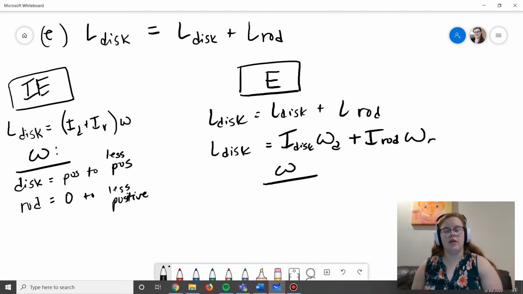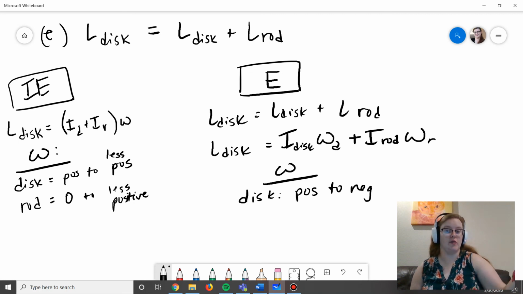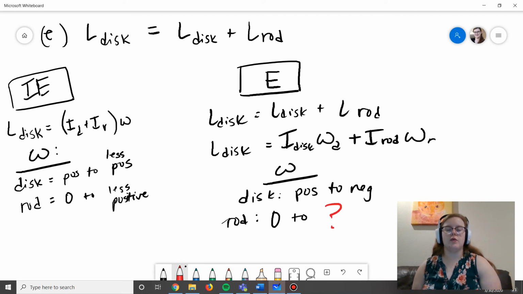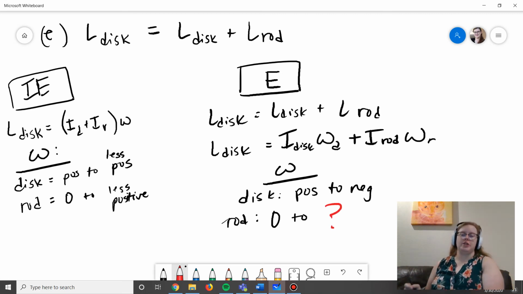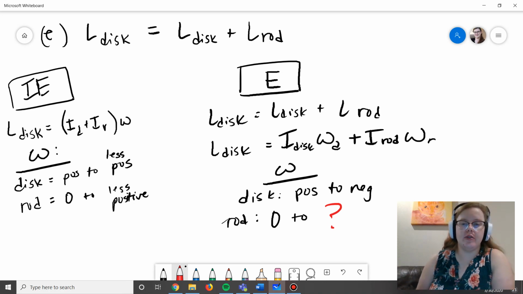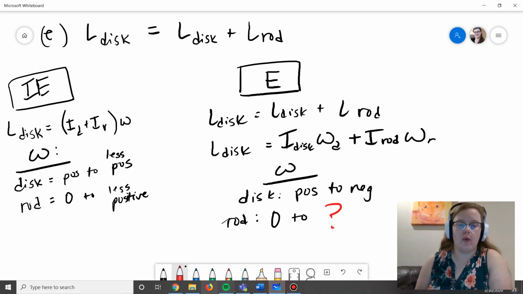And for here, our disk goes from positive to negative because now the disk is moving backwards because it bounced off of the rod. And so we need to figure out what the rod goes to, right? So we're worried about the magnitude change here, okay? And the magnitude change is greater when it comes to this scenario.